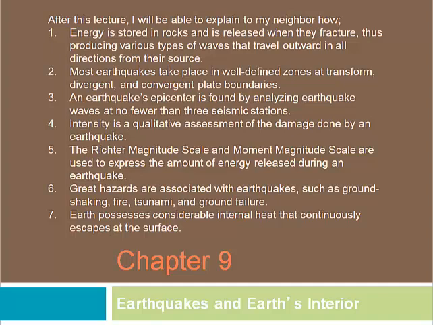So today we're going to talk about how energy is stored in rocks and how those rocks will release that energy when they fracture, producing an earthquake. And we know that earthquakes come from well-defined zones, areas where there's a transform, divergent, or convergent plate boundary. The earthquake's epicenter is often found by analyzing where the waves come from using 3 seismic stations. That's called triangulation. We'll talk about that.